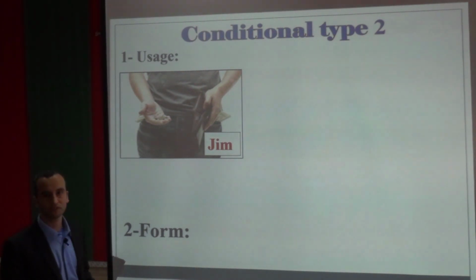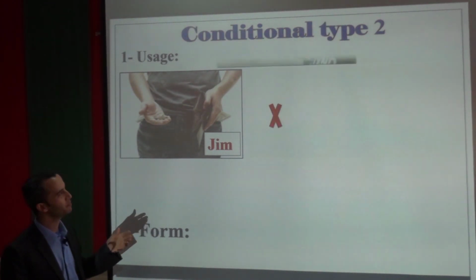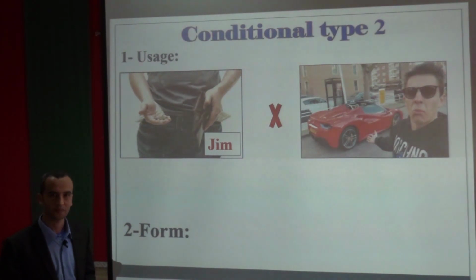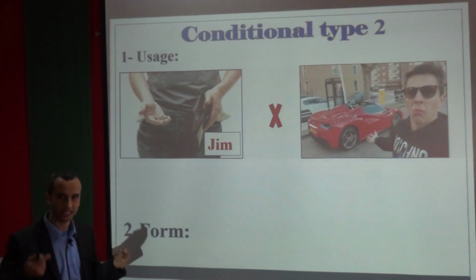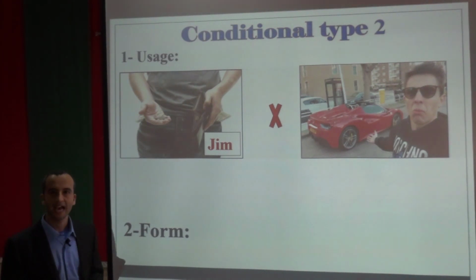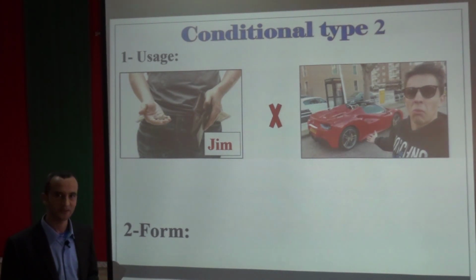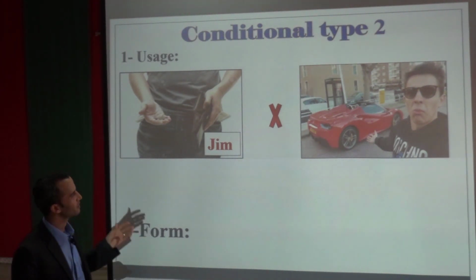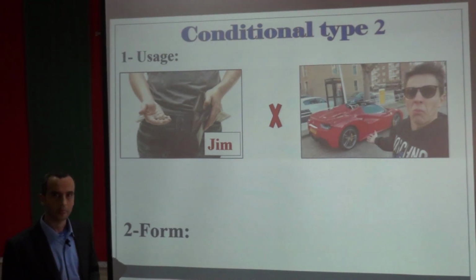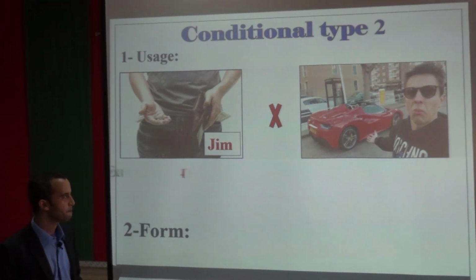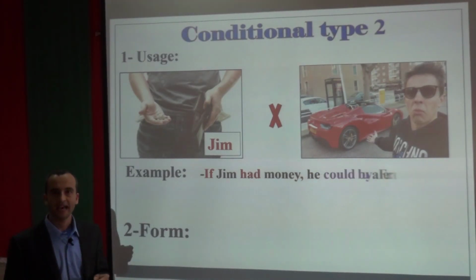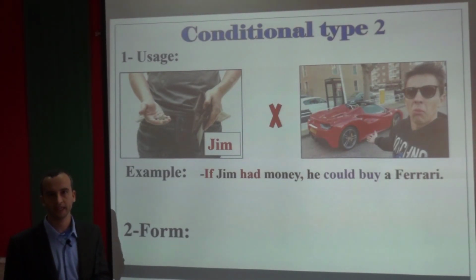But let me ask you a very simple question. Can he buy one? Very good. No, he can't. Why? Because simply he doesn't have enough money. So let us imagine if Jim had enough money. Of course, he would buy a car, right? Great. So this is an example. Here we can say, if Jim had enough money, he would buy a Ferrari, a car, right?